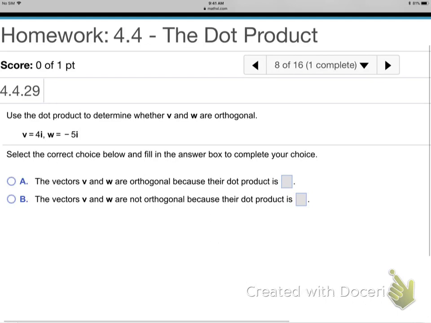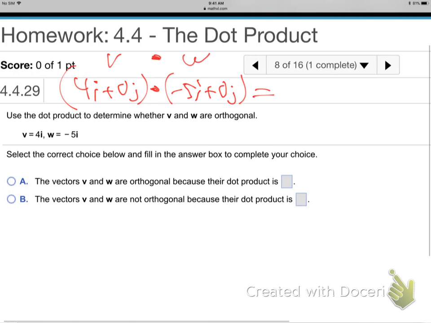V equals 4i, W equals negative 5i. So use the dot product to determine whether they're orthogonal. What do you think? If I take 4i, the j is missing, so it's 0, dotted with minus 5i plus 0j, right? This is v, this is w, the dot product. Going to get 4 times minus 5, minus 20, plus 0, minus 20. So no, not orthogonal, dot product's negative 20. Easy question.